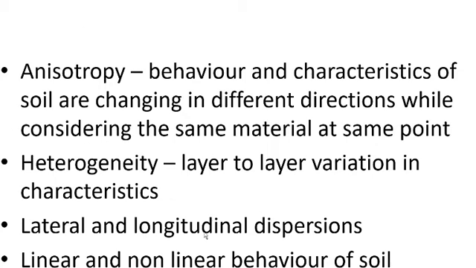While heterogeneity is layer to layer variation of the characteristics of a particular soil mass. So it is again obvious that when we have a complex soil structure, there will be higher significance of the heterogeneity. Soil will be no more uniform, it will not exhibit similar characteristics in the different directions, whether it's lateral or longitudinal. Then we have another important thing, lateral and longitudinal dispersion.